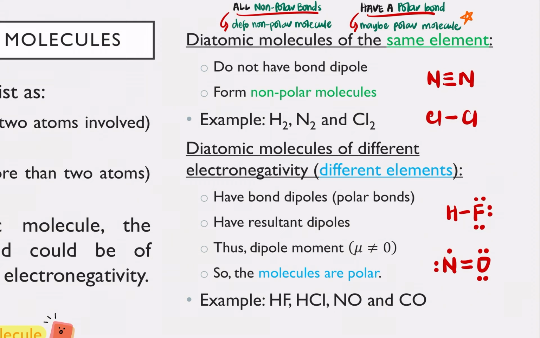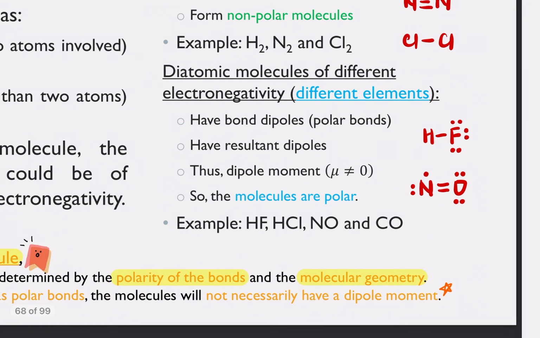Let's say your diatomic molecule has the same element, like a nitrogen molecule or a chlorine molecule, the same atoms. That means the bond in this diatomic molecule does not have a bond dipole, because the electron density is equally distributed within that molecule. Therefore, you will form non-polar molecules. Same case as chlorine, same case as the hydrogen gas molecule.